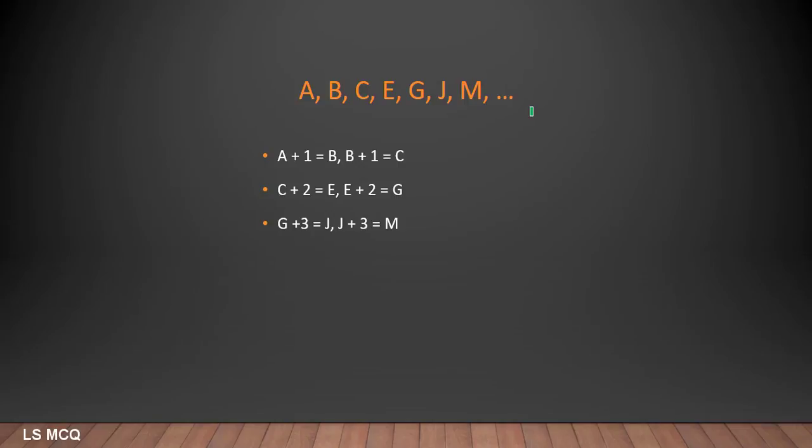The natural progress of this series will be adding 4, because we jump 1 for 2 steps, we jump 2 for another 2 characters, and we jump 3 for the next 2 characters. So the next will be a jump of 4. So we move on to the 4th from M, and it is Q.